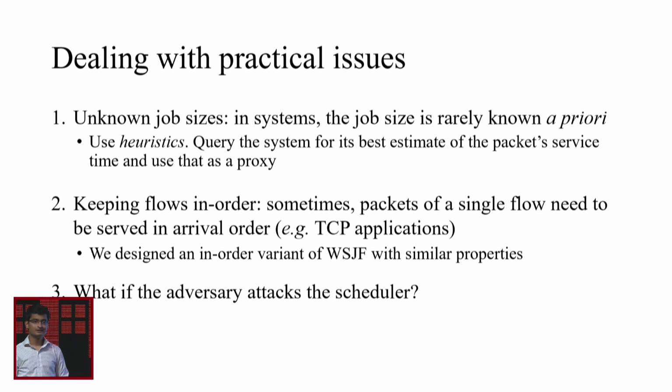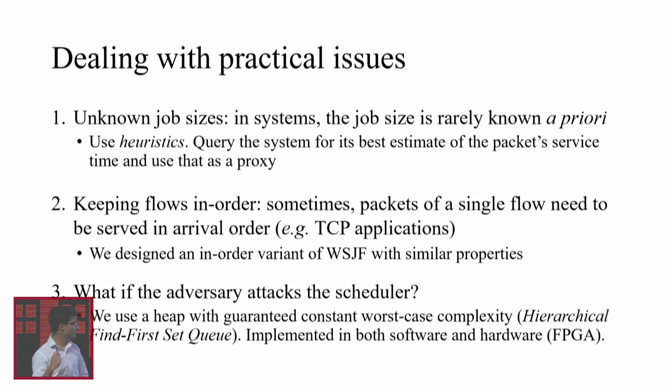And finally, we've introduced a brand new attack surface for the adversary. So what if the adversary attacks the scheduler itself? To deal with this problem, we design a heap with guaranteed worst-case time complexity. This is an augmentation of the hierarchical find first set queue, which allows both DQ min and DQ max operations simultaneously. This is implemented in software, and we also have an RTL implementation for an FPGA, which is fully pipelined.